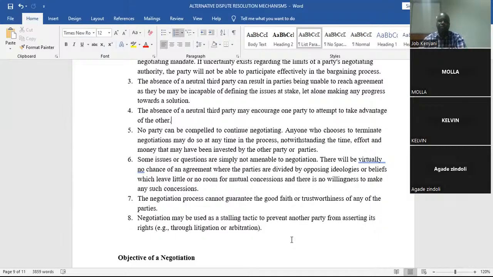Maybe there was something he or she was benefiting from. So it's just using the negotiation process as a delay tactic, and you'll discover quite late. Litigation could have even worked better. Arbitration could have even worked better instead of going for the negotiation process.